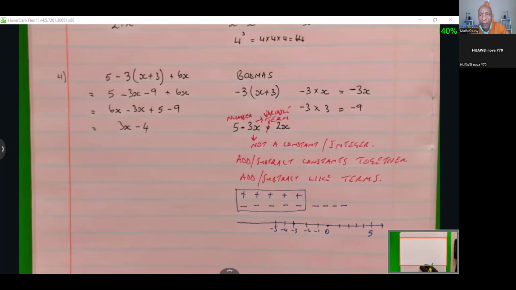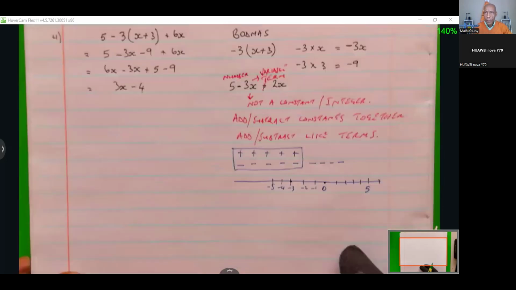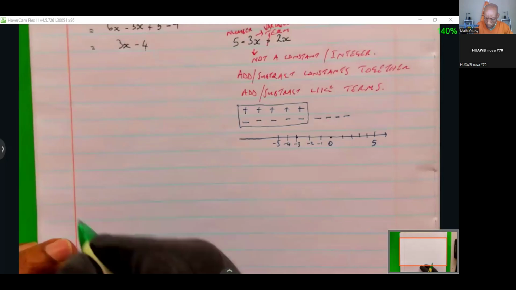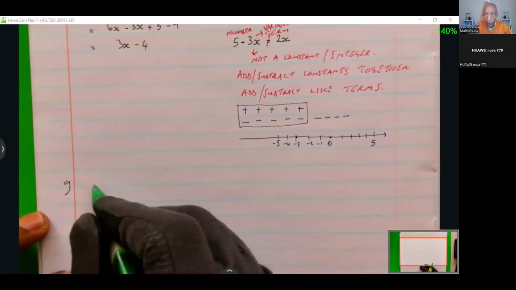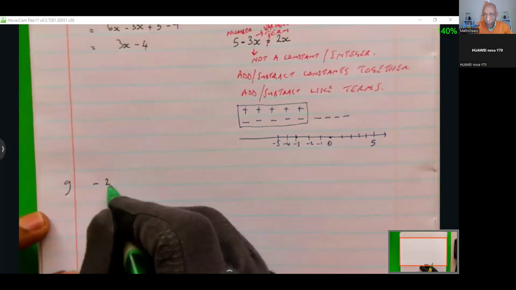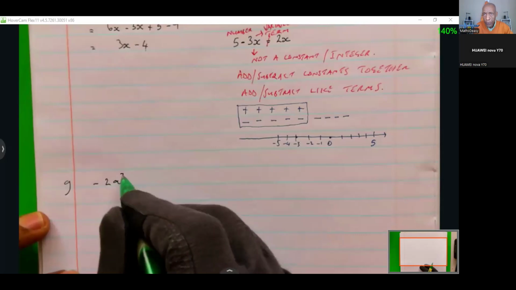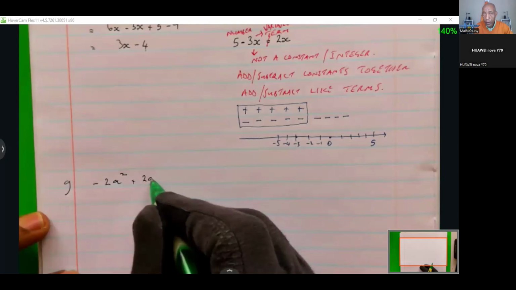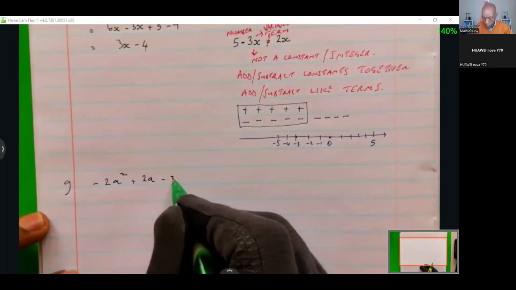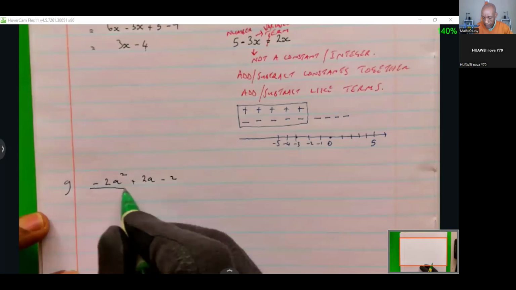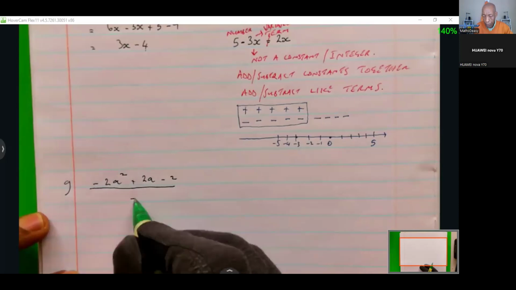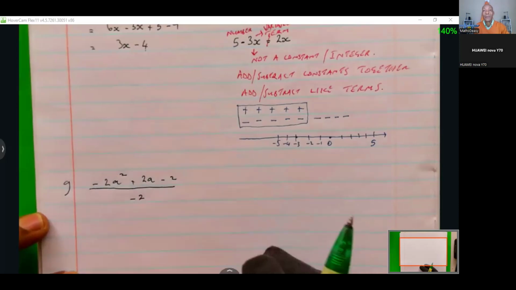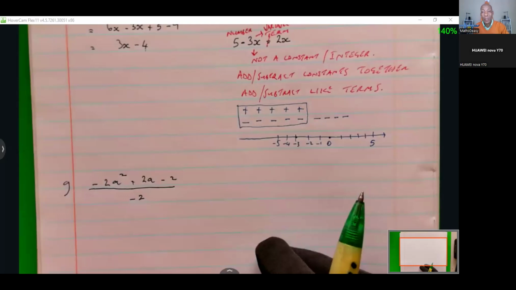Okay. All right, so what does it say? It says negative 2a squared plus 2a minus 2, everything over negative 2. Okay. All right, so let's do that one.